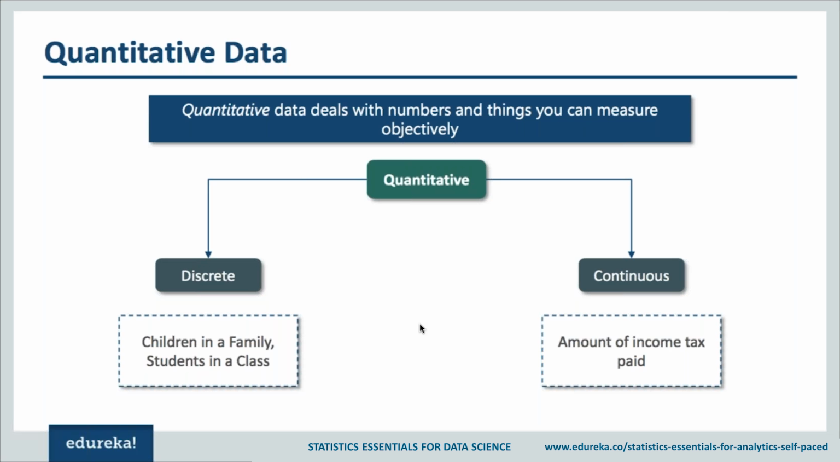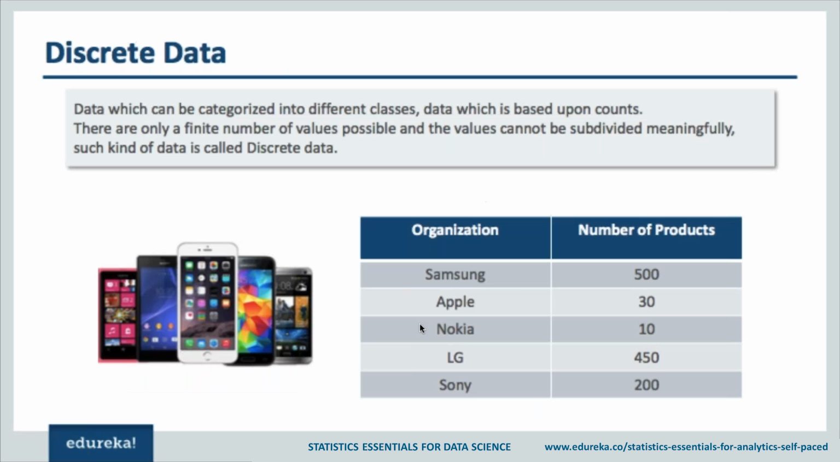For example, we just saw the marks. How many marks you got is discrete data. How many runs are scored by a batsman is a discrete quantity that we can measure. Take a look at this example. We're talking about data related to mobile phone companies, represented by the column called organization, having Samsung, Apple, Nokia, LG, and Sony. The number of products given by those organizations is in the column called number of products. Samsung has a definite or discrete value of 500. Apple has a definite and discrete value of 30. So these kinds of data are called discrete data, because we have a finite number of possible values for that particular data, or we can say product.